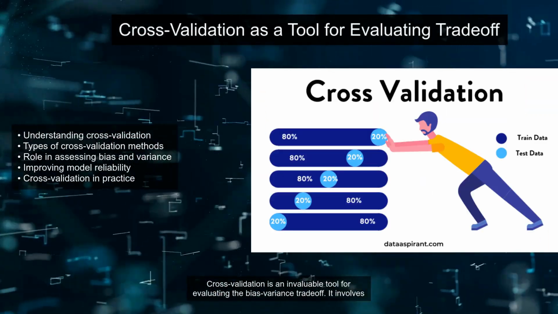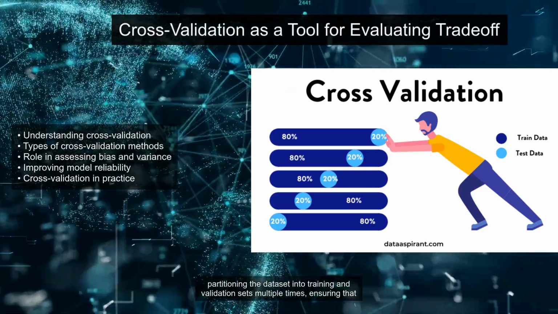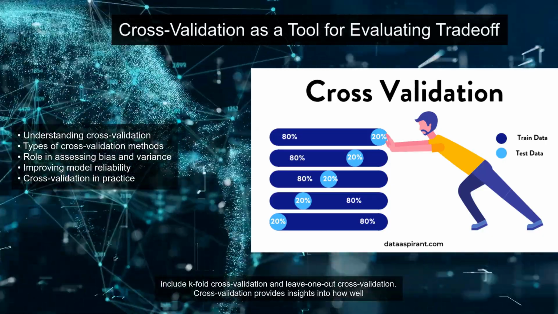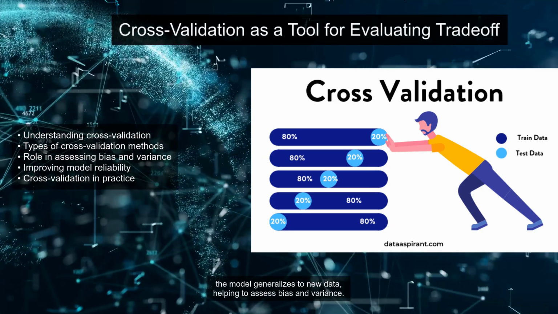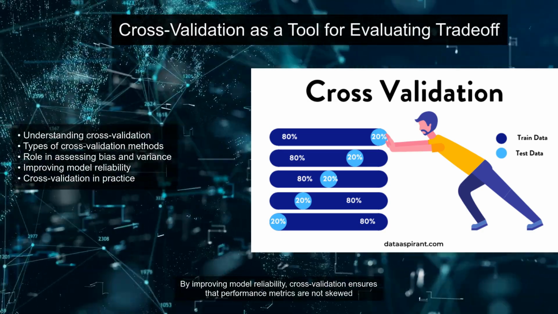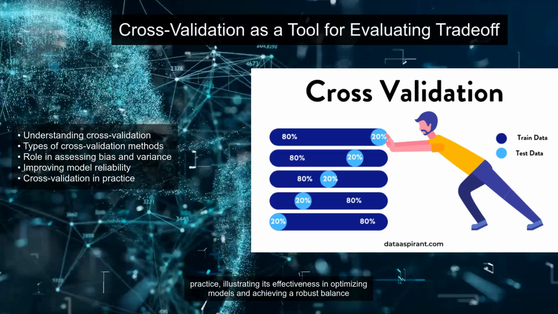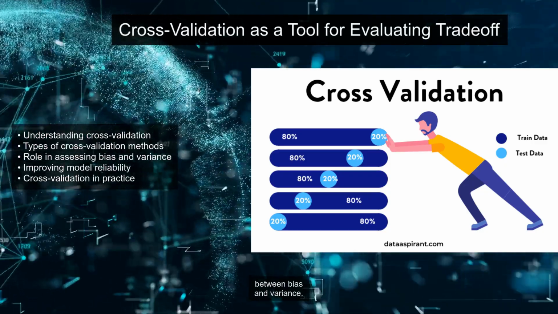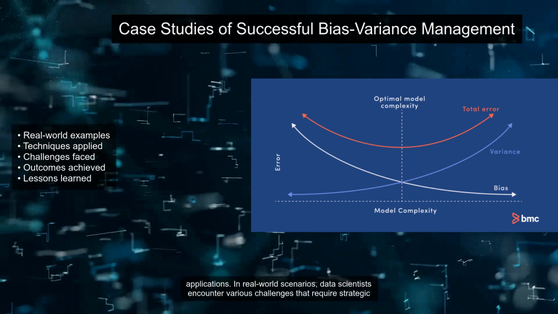Cross-validation is an invaluable tool for evaluating the bias-variance trade-off. It involves partitioning the dataset into training and validation sets multiple times, ensuring that every data point is used for both training and validation. Common methods include k-fold cross-validation and leave-one-out cross-validation. Cross-validation provides insights into how well the model generalizes to new data, helping to assess bias and variance. By improving model reliability, cross-validation ensures that performance metrics are not skewed by a particular dataset split. We'll explore how cross-validation is applied in practice, illustrating its effectiveness in optimizing models and achieving a robust balance between bias and variance.